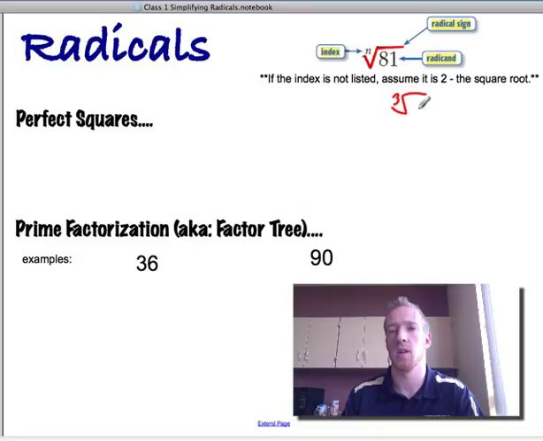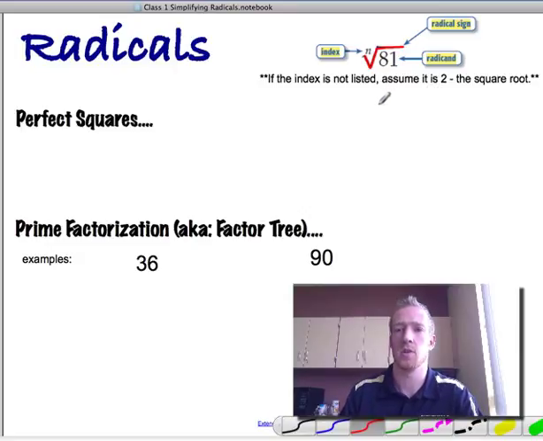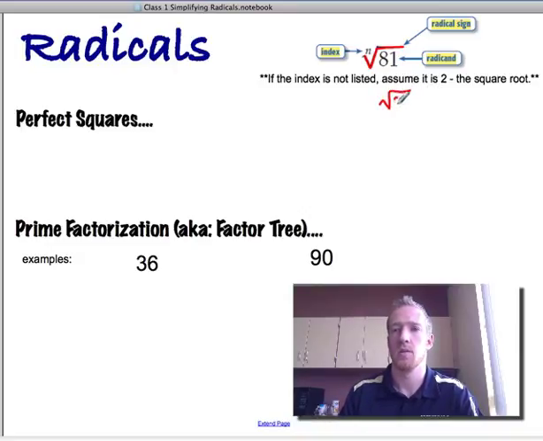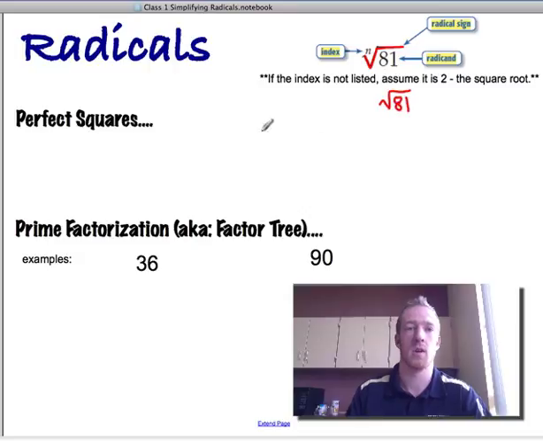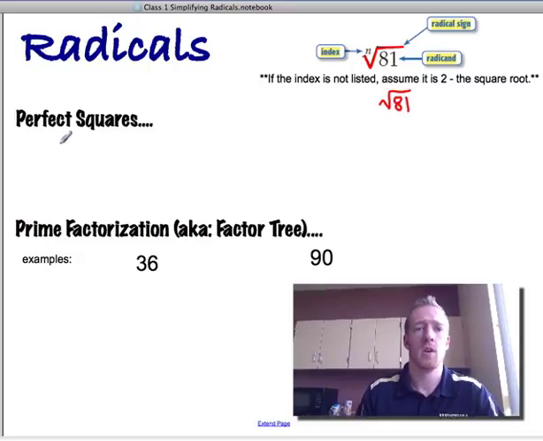So all we're really worried about for our unit, for Algebra 1, is square roots. If there's no number here, and it's just the square root of 81, you're assuming that the index is 2. So we're looking for numbers that multiply by itself to give you 81. So you're going to want to memorize these numbers, perfect squares.